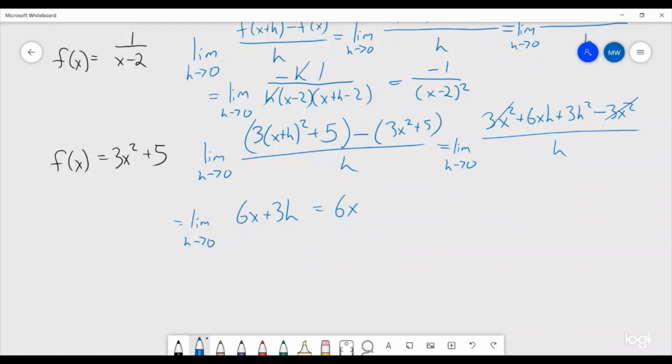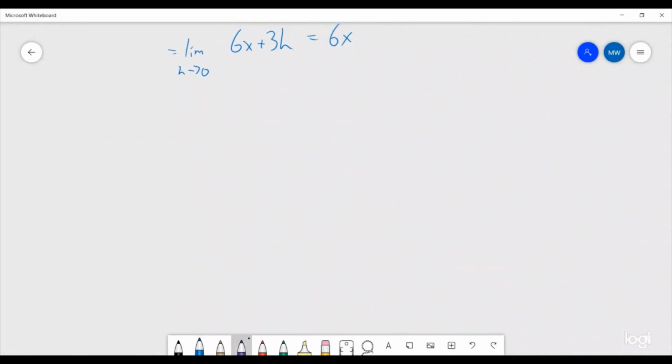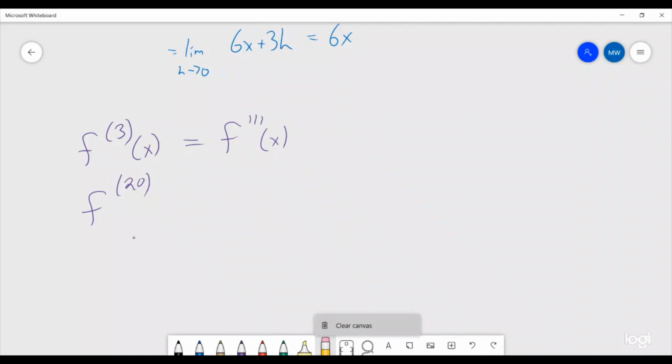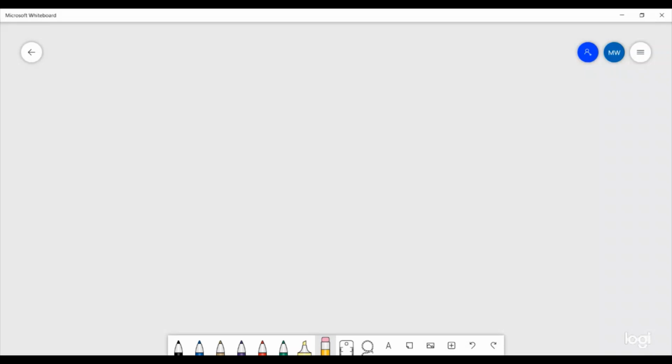Okay, now that we have this, let's quickly talk about some notation. So what does this mean? This means we take the third derivative of x. So f to the 20, this is saying take the 20th derivative. So if you see an exponent on a function where it's in parentheses, that means take that many derivatives. Alright, let's now cover all of the different derivative rules.